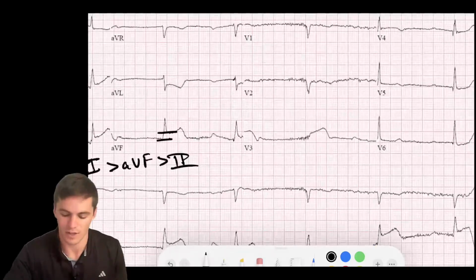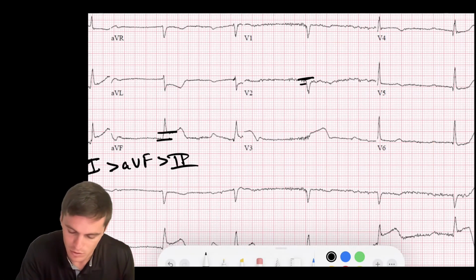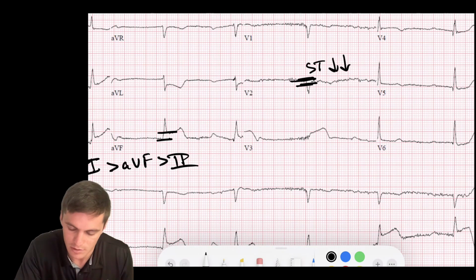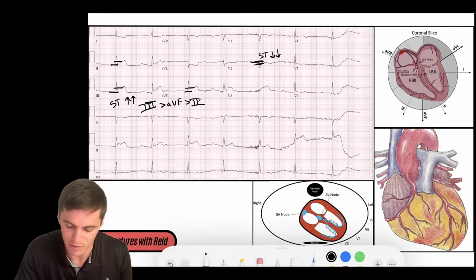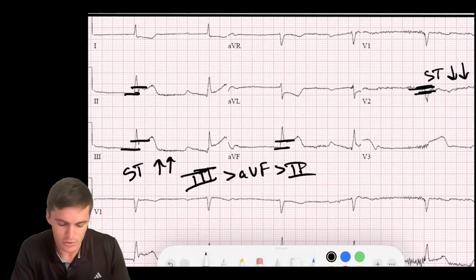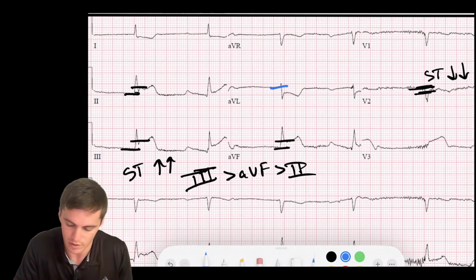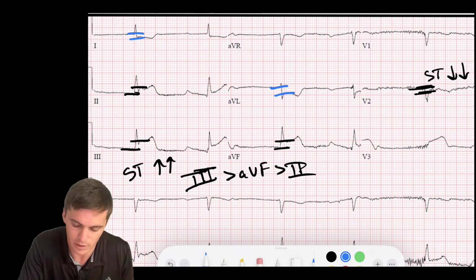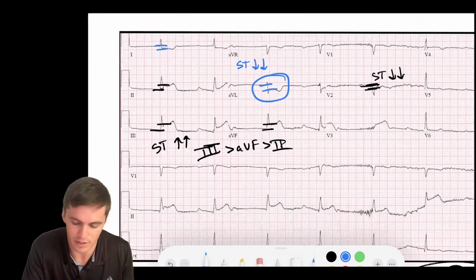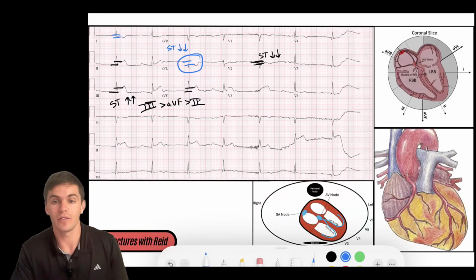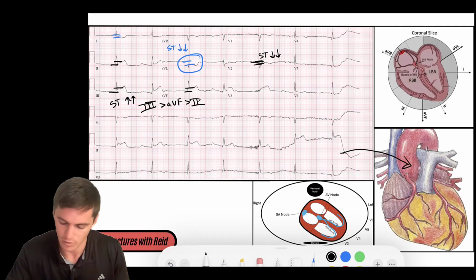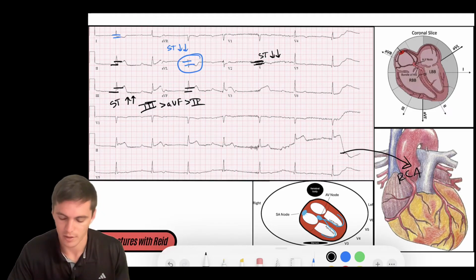So that's right-sided. V2, you can see a little bit of that posterior ST depression. So a little bit of posterior involvement here. And you see those reciprocal changes in lead 1 in AVL, right? Reciprocal changes in lead 1, that ST depression in AVL that's higher than lead 1. So everything again is pointing towards what? So pointing towards this right coronary artery, right?